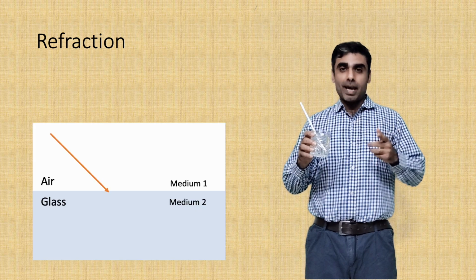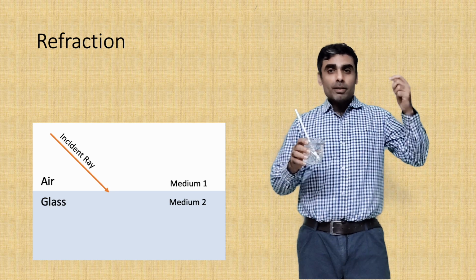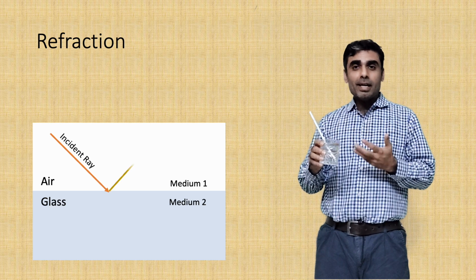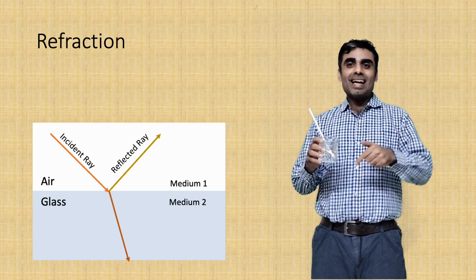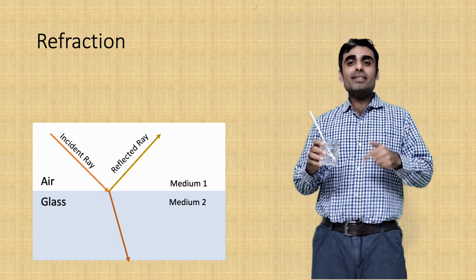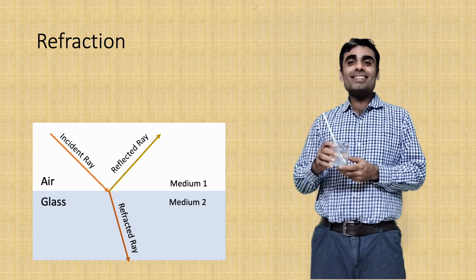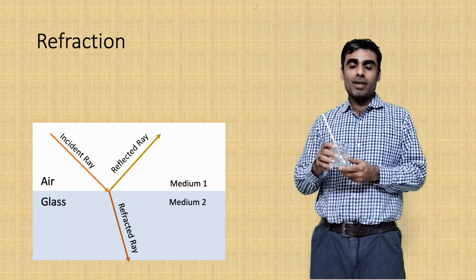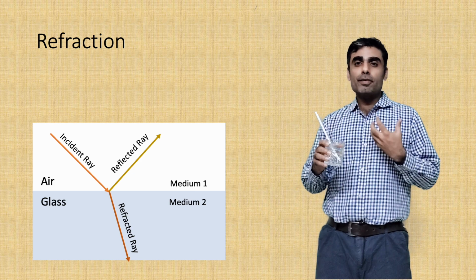In this figure, there is an incident light coming from the air. It is moving towards another medium, glass. Some of the light will be reflected and some will enter into the glass. This light which enters the glass is the refracted ray. You can observe that it is slightly bent. This phenomenon of bending of light is refraction.